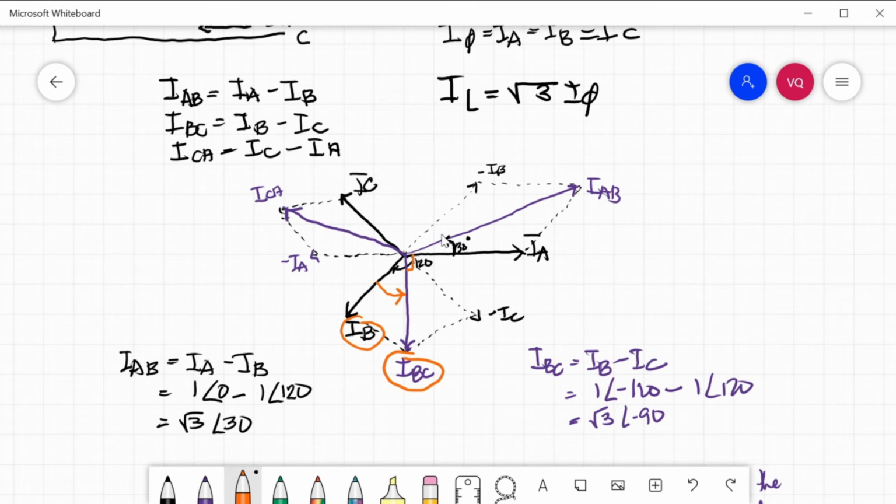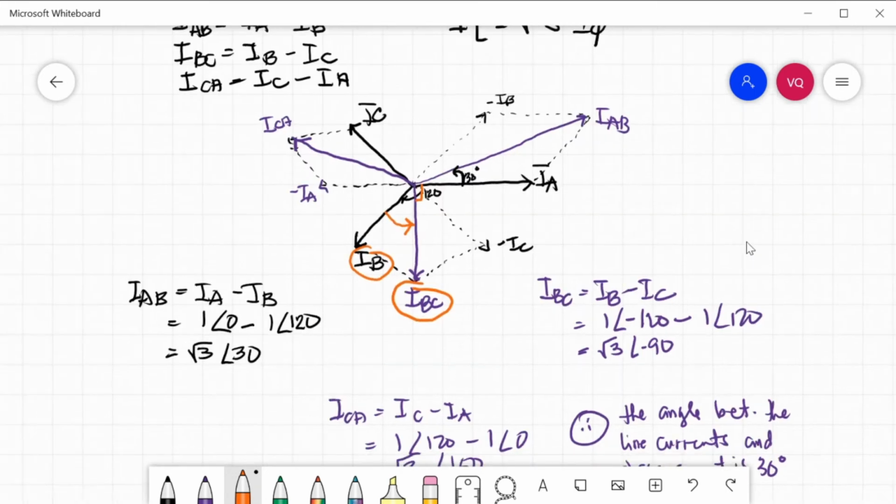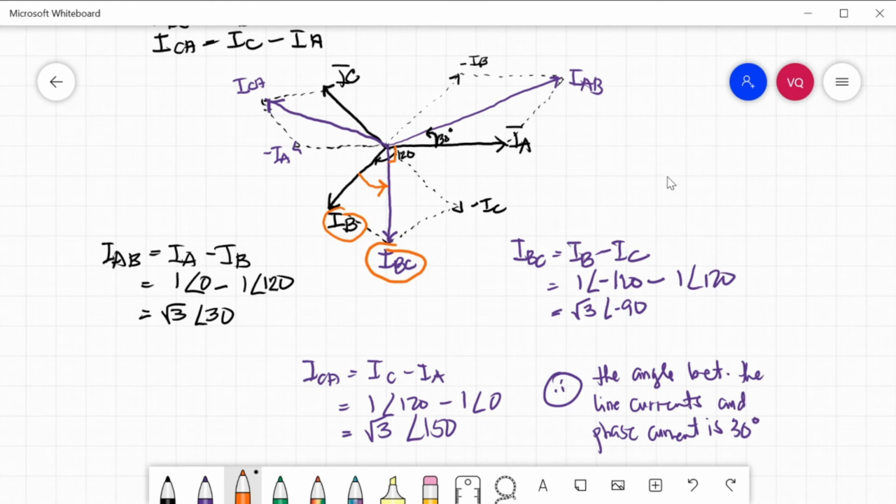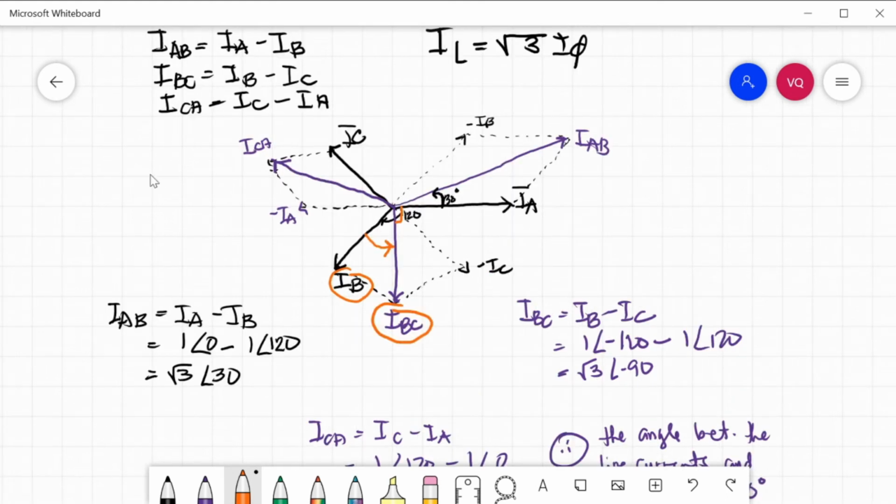The last one is ICA. So IC minus IA, that is 1 angle 120 minus 1 angle 0. That is square root of 3 angle 150. The resultant now is this one, ICA. What will be the angle between them? So this is 150, and from IA to IC is 120. So 150 minus 120 is 30 degrees. Therefore, the angle between the line current and the phase current is 30 degrees.